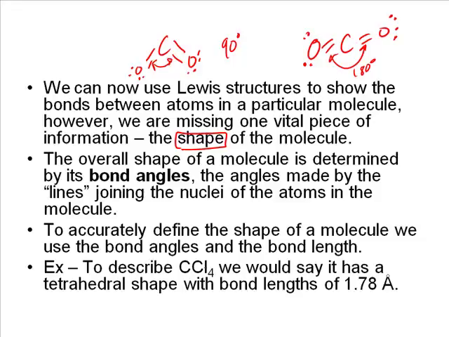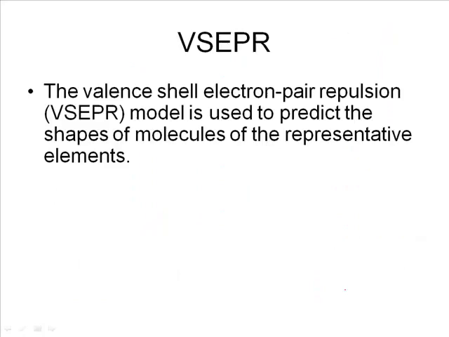Just for example, we haven't gotten to this yet, but carbon tetrachloride has a tetrahedral shape, which we'll talk about in just a second. The bond lengths on there are about 1.78 angstroms. Okay, the model that we use for describing the shapes of molecules is called the VSEPR model. I realize the S is before the E, but that's just how it's pronounced, VSEPR. It stands for valence shell electron pair repulsion, the outer shell of electron pairs that repel each other.